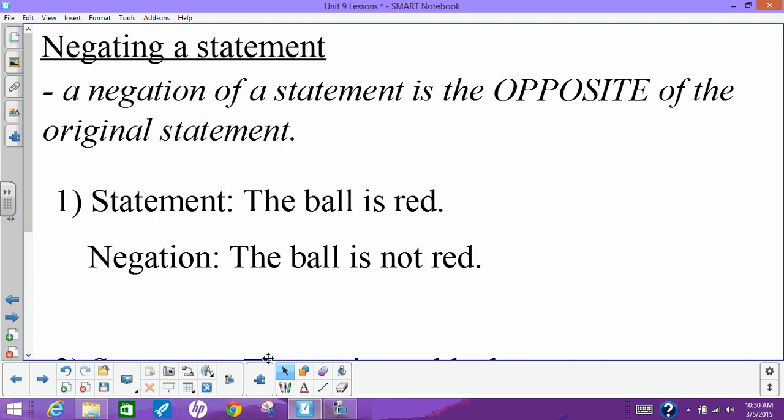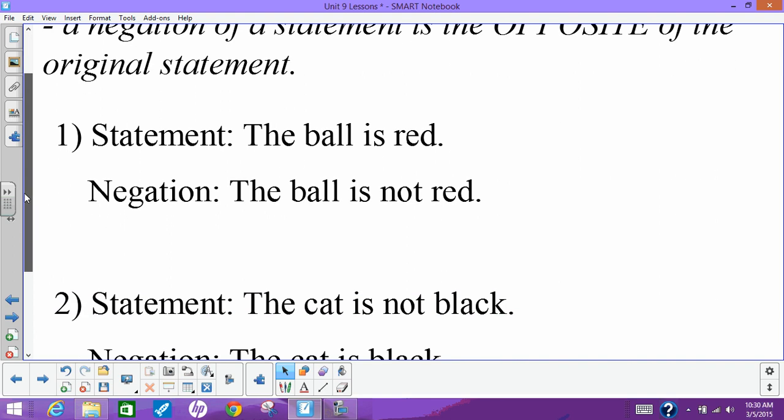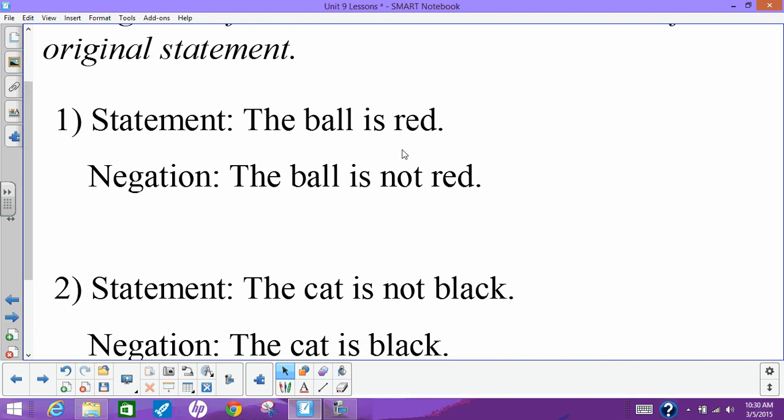Sometimes we want to negate a statement when we're dealing with logic. So these are basic statements down here, and we're going to be using this negation in some conditional statements. So a negation is kind of what it sounds like. It's just the opposite. So if we have an original statement, the ball is red, the negation would be made just by simply adding the word not. The ball is not red.